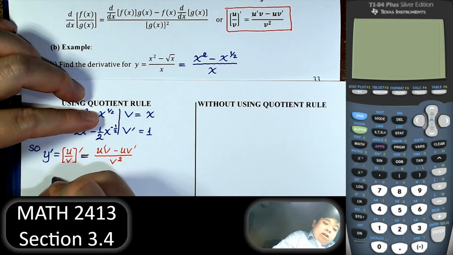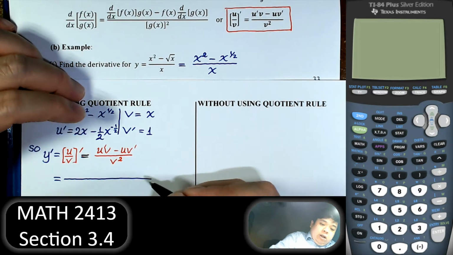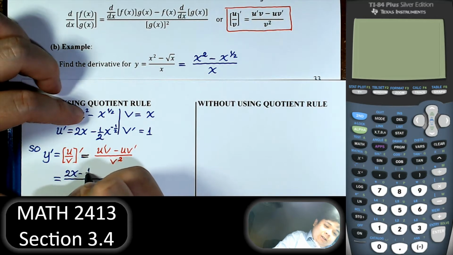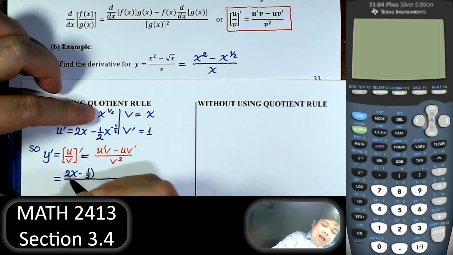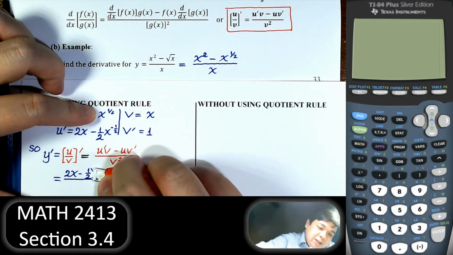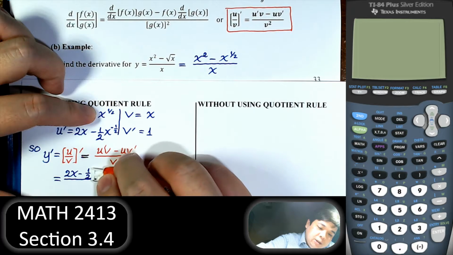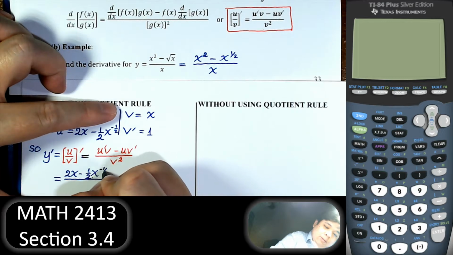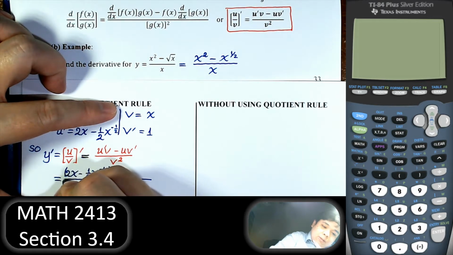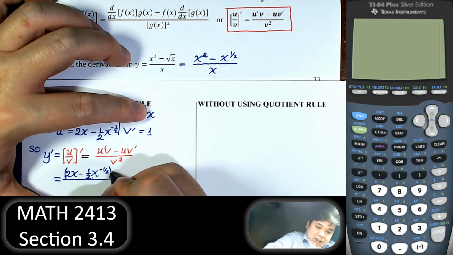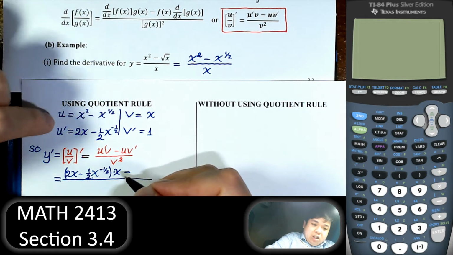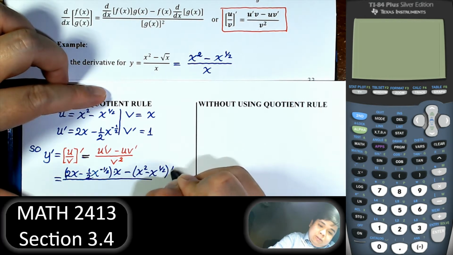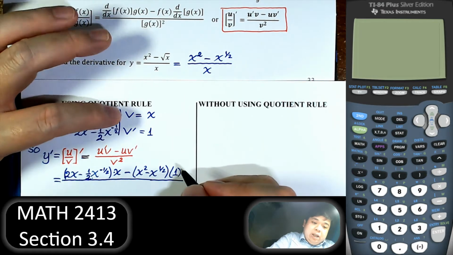Right, and just put everything into that formula. U prime v, forgot the power. U prime v minus u v prime over v square.